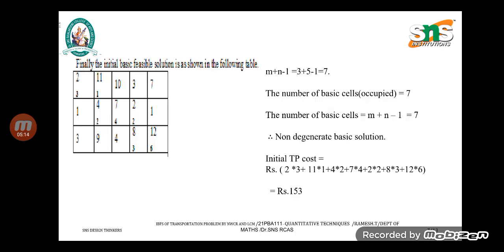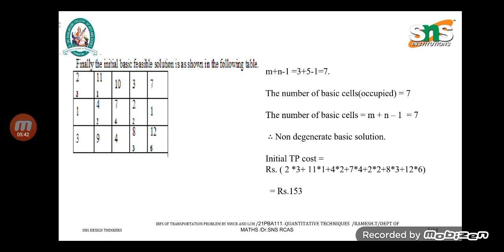So from that we get the initial feasible solution, that is 2 in first row, first column, that is x11, it is 3, and x12 is 1, x22 is 2, x23 is 4, x24 is 4, x34 is 3, x35 is 6. These are all basic feasible solutions.